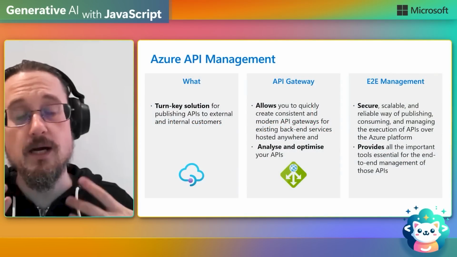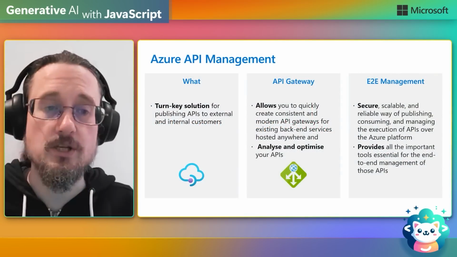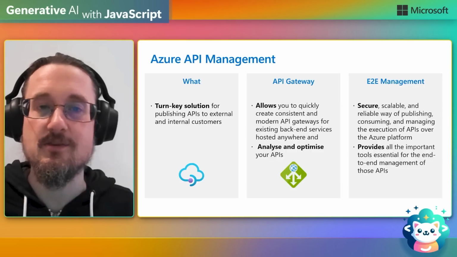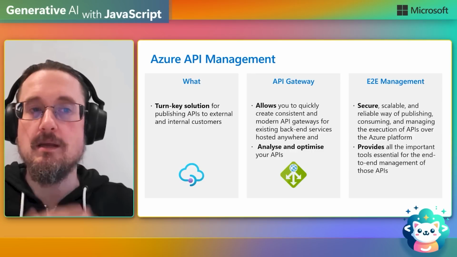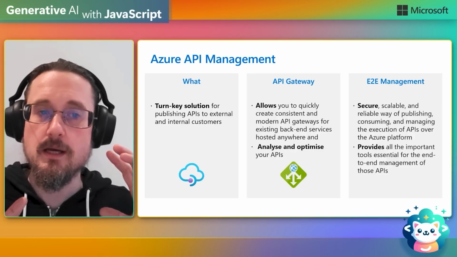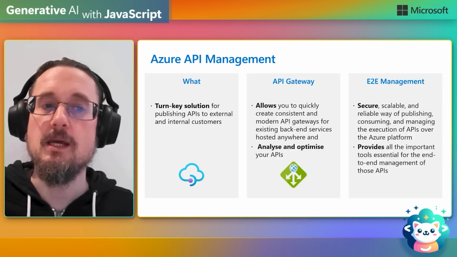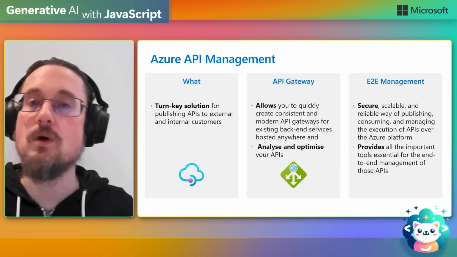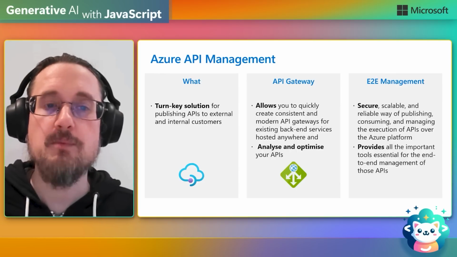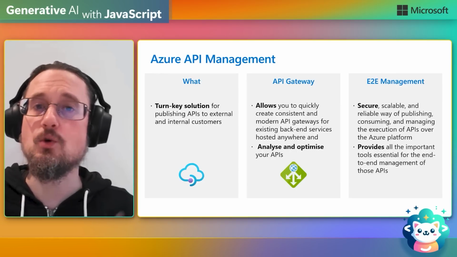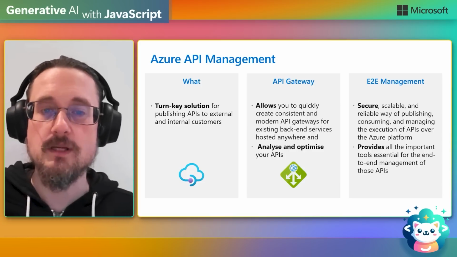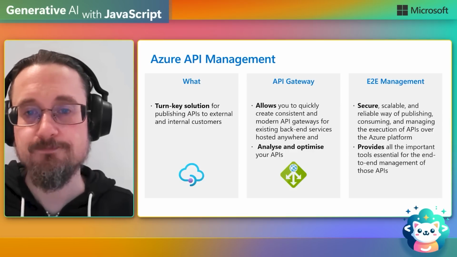So let's talk about our last chapter as part of this presentation: how to scale, how to monitor, and how to protect your app. If we're looking at Azure API Management, it's a so-called turnkey solution, which means it's a great solution once you publish a few APIs or quite a few APIs and you want to manage that towards external and internal customers. This is a solution that kind of works for you.